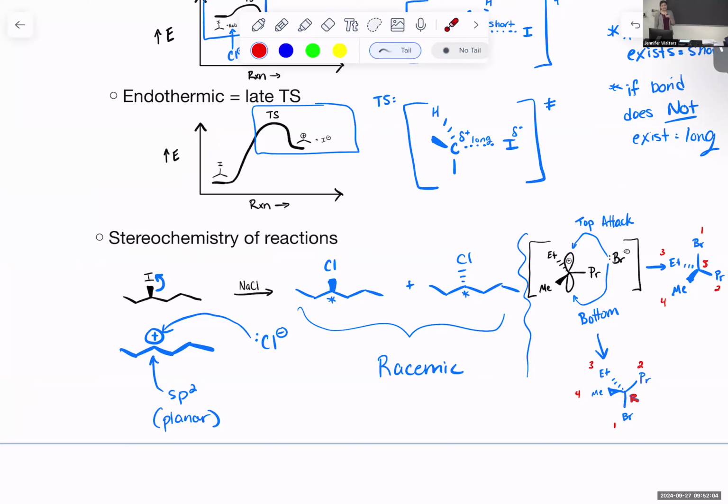So when you go through a planar intermediate, you're going to lose stereochemistry at some level. You might still have a chiral product, but that doesn't mean you don't lose stereochemistry somewhere, so that means you would lose it at the mixture level.